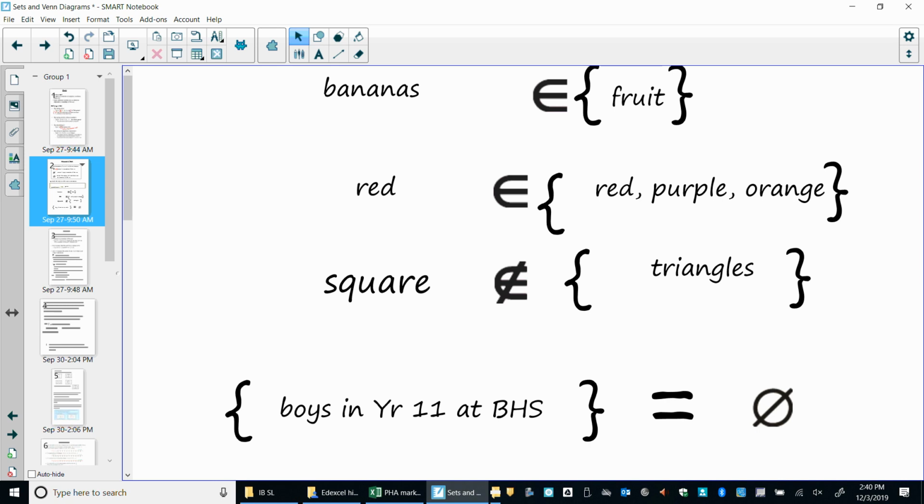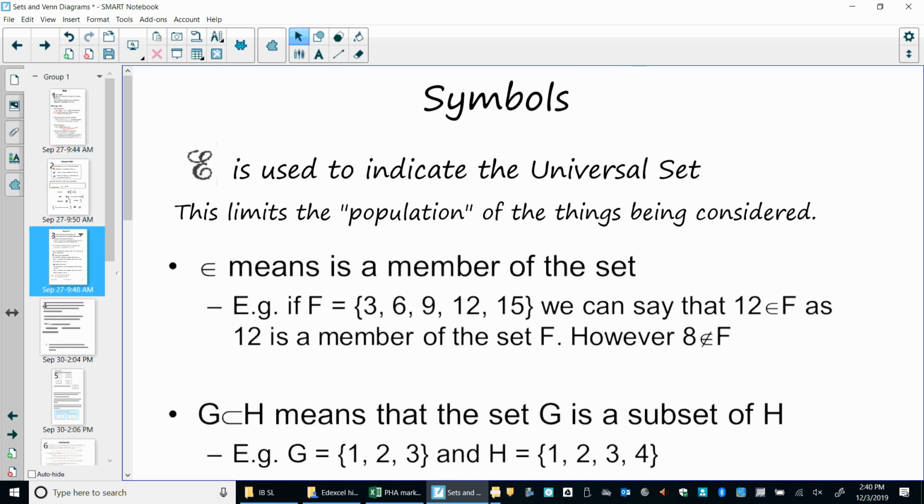So far, so good? Alright, symbols. Here is where we come to the universal set. This fancy E indicates we're talking about the universal set. Every question that you do on sets and Venn diagrams should give you or state the universal set, because that's what we're always looking at. It limits the population of things being considered.